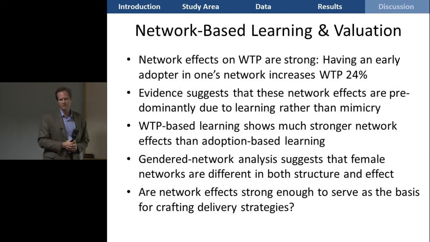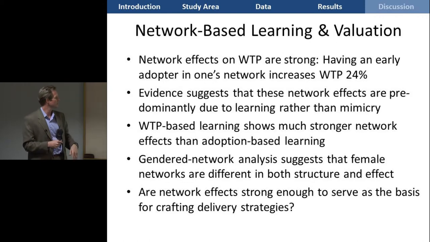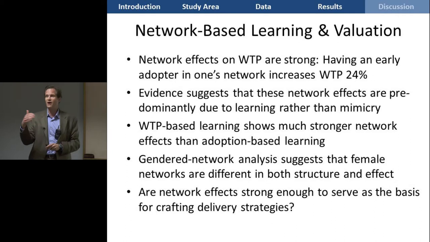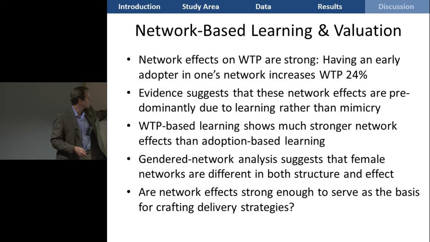Let me give a bullet point summary of the results. We find that those network effects really are potent in this case. If you have one adopter in your network, it increases your willingness to pay by 25%. That is, between the baseline and the end line, your valuation goes up by 24%. We can look in detail at where that's coming from, and the evidence from looking at how they interact with these farmers is that it really is learning rather than mimicry. They're not just copying the behavior of farmers that they respect. They're actually visiting fields, they're looking, and you can look heterogeneously at the response by how much they're irrigating. Those who irrigate a lot tend to value more. The jump in their willingness to pay is higher. So there's at least evidence that it's due to learning and not mimicry.